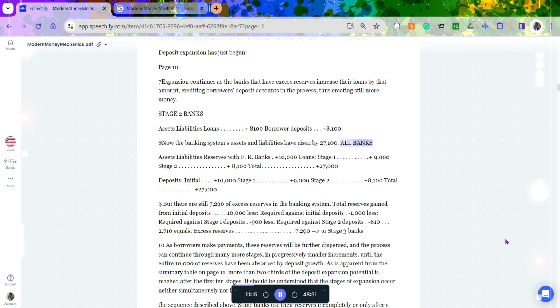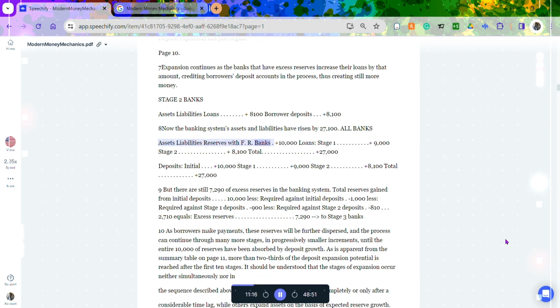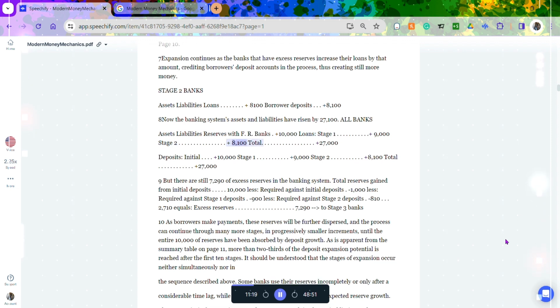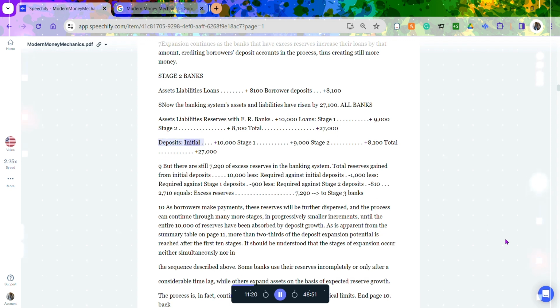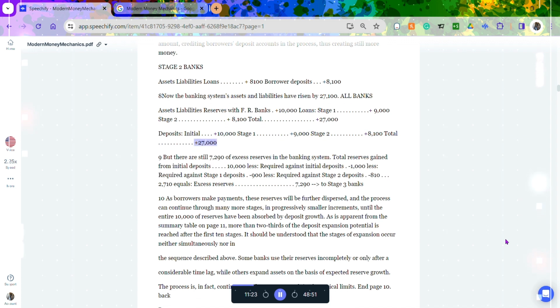All banks. Assets, liabilities, reserves with FR banks. Plus 10,000 loans, stage 1, plus 9,000, stage 2, plus 8,100, total plus 27,000. Deposits, initial, plus 10,000, stage 1, plus 9,000, stage 2, plus 8,100, total plus 27,000.